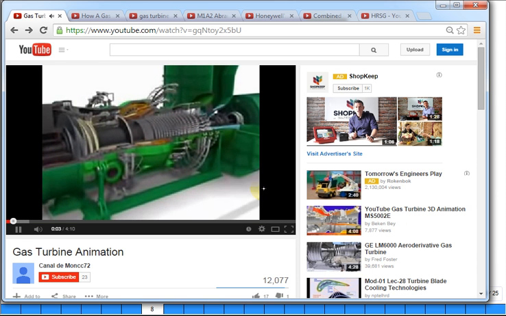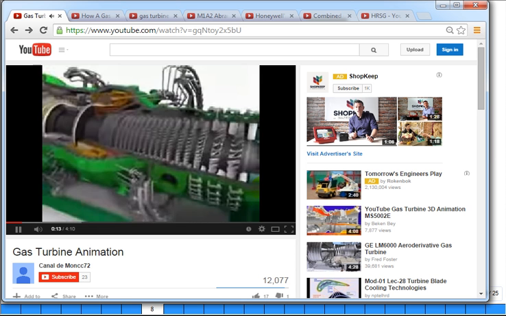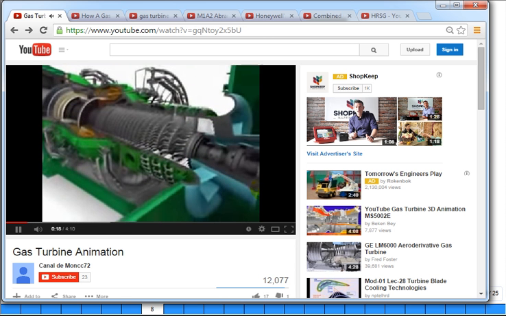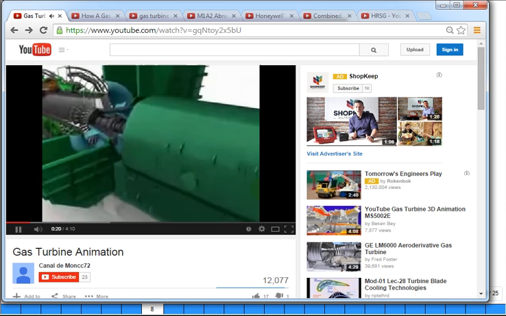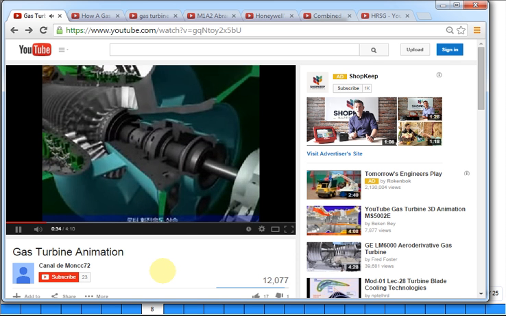Here's another one. So all those stages, that's going to be for the compressor. You can see how the stages squeeze it down to a smaller volume as the air flows. They're going to start now showing you airflow coming in.